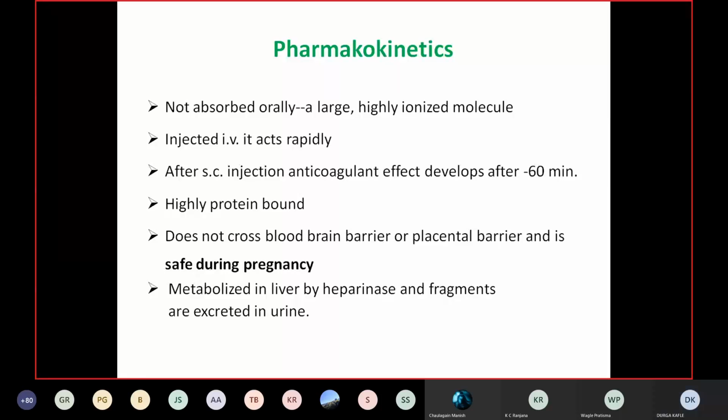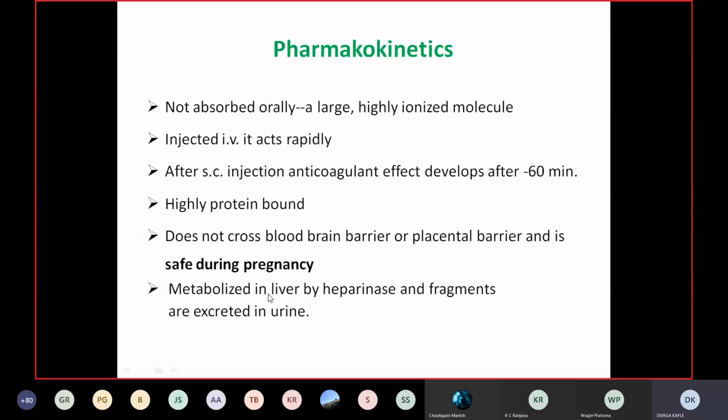It is a highly protein bound drug, so it does not cross the blood-brain barrier or placental barrier. So it is safe during pregnancy. We can use this heparin in thromboembolic conditions in pregnant women also, because it is a highly ionized, high molecular weight, and high protein bound drug. It does not cross the blood-brain barrier as well as the placental barrier. So it does not have any CNS effect, and it does not have any teratogenic effect. So you can give it safely to a pregnant lady.